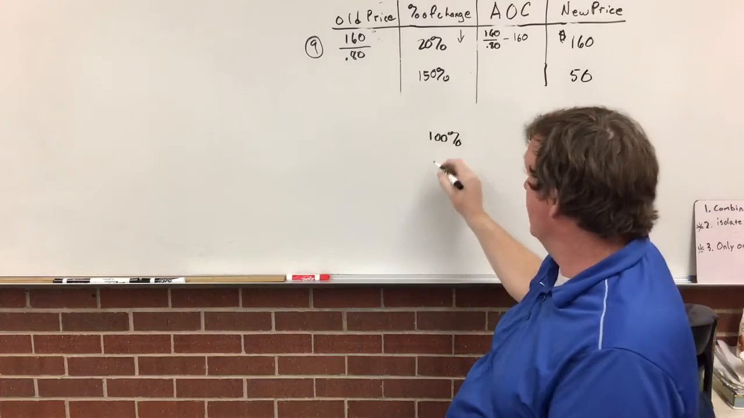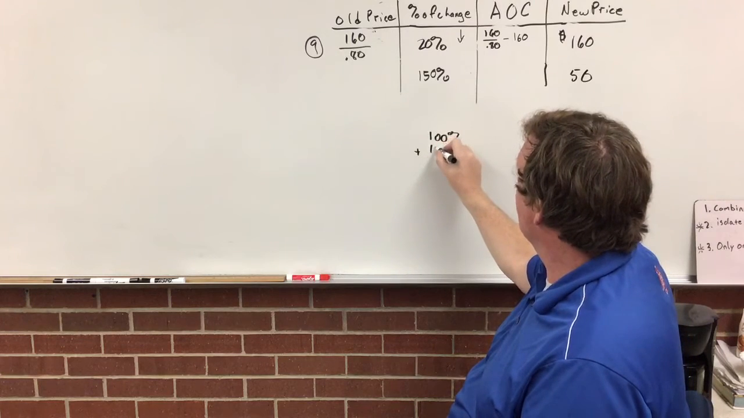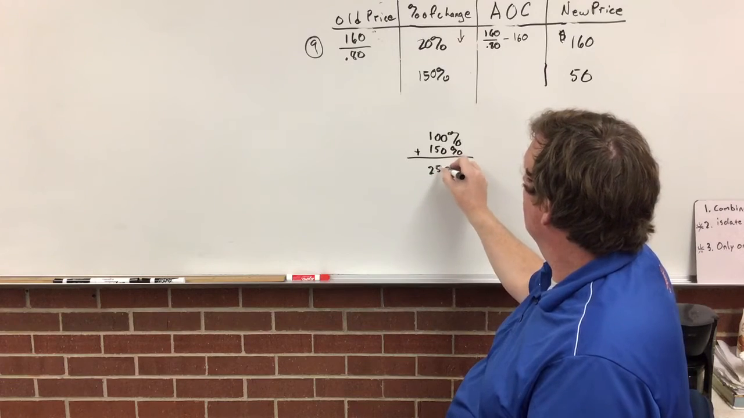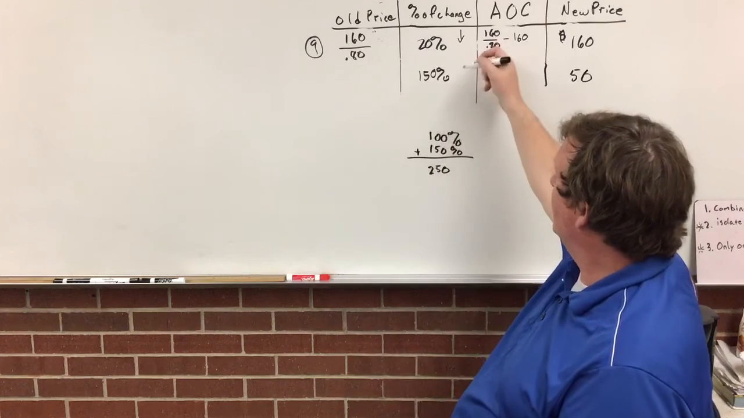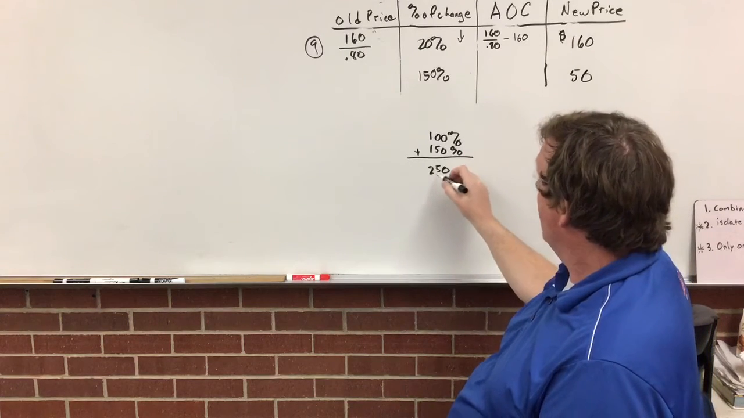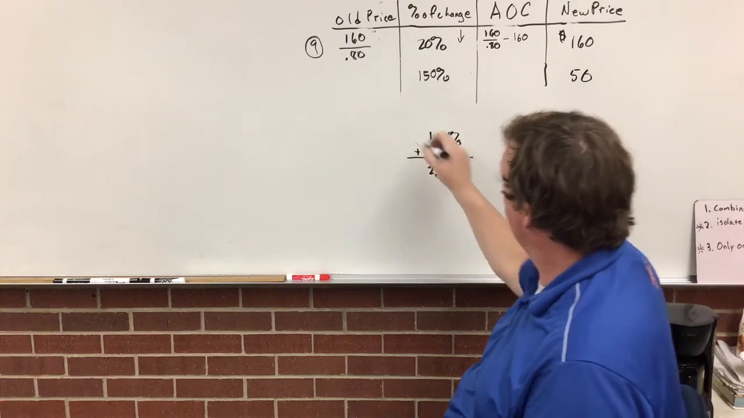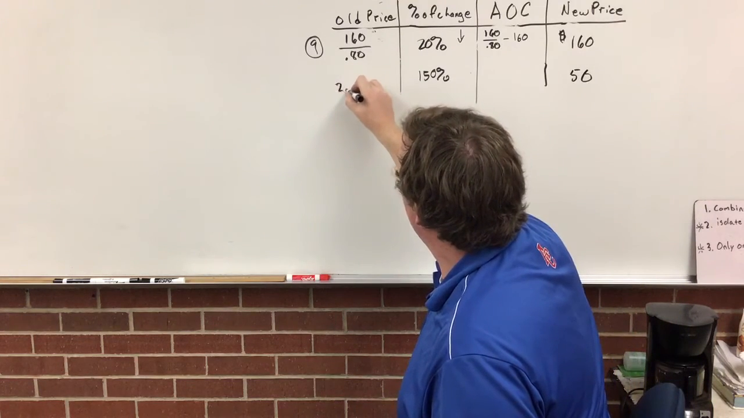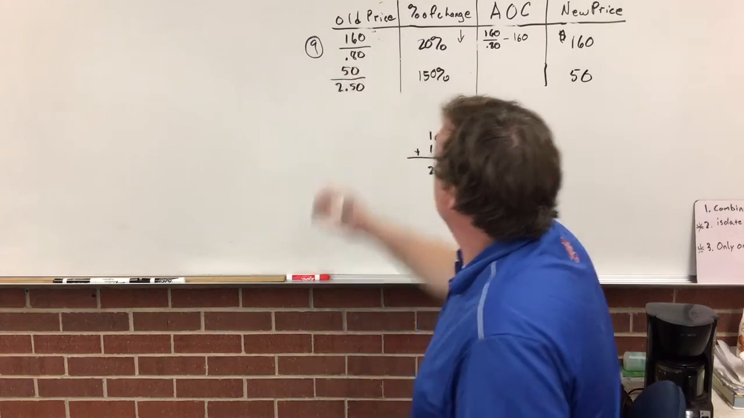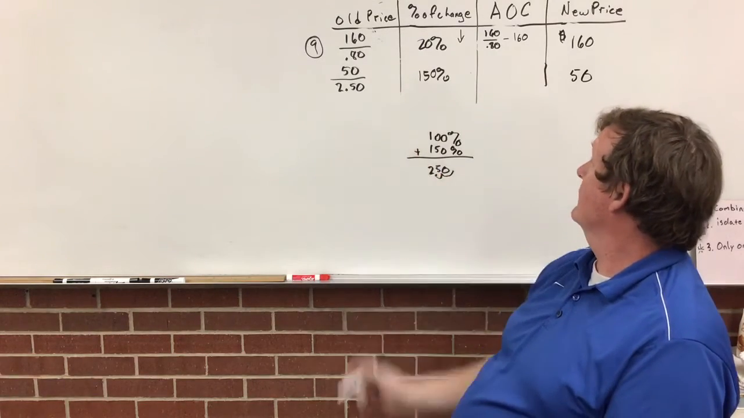The markup is 150. So instead of subtracting like we did on that one, we're going to add the 150%. On a markup, you add the percent to 100%. So it's kind of strange. Then we change 150% to a decimal. So it's 2.5, and 50 divided by 2.50 will give us the correct old price.